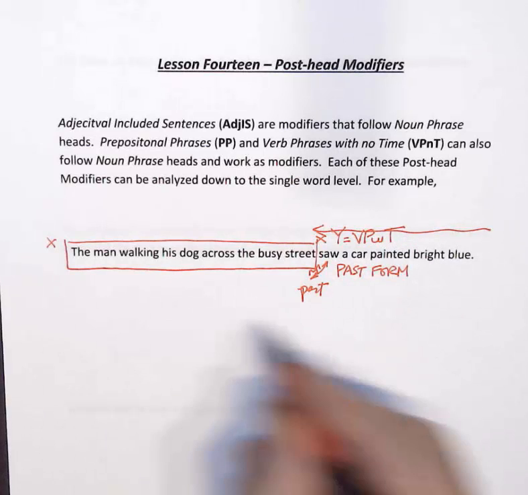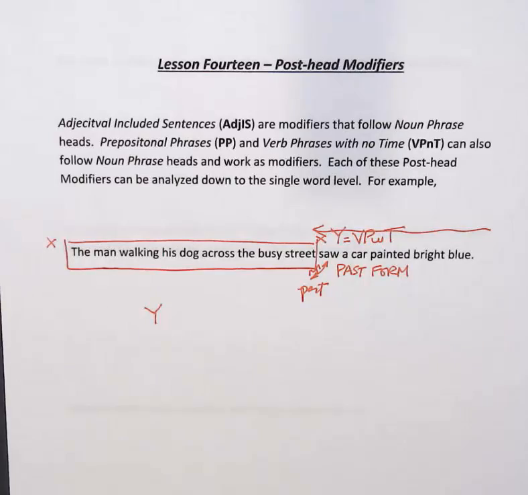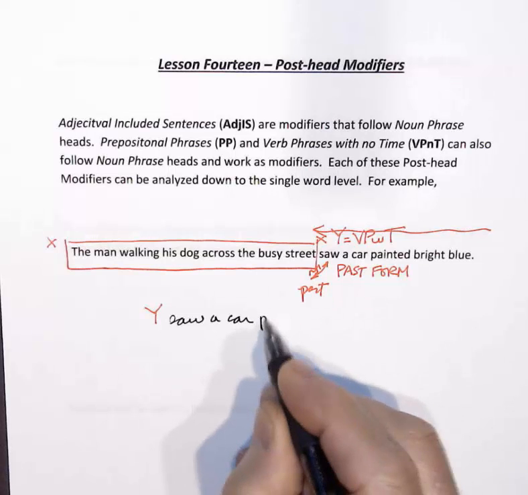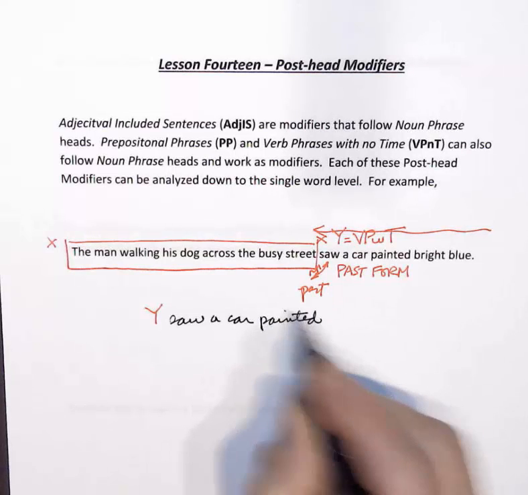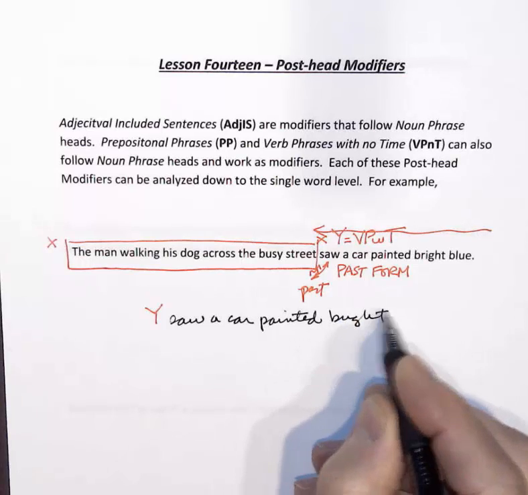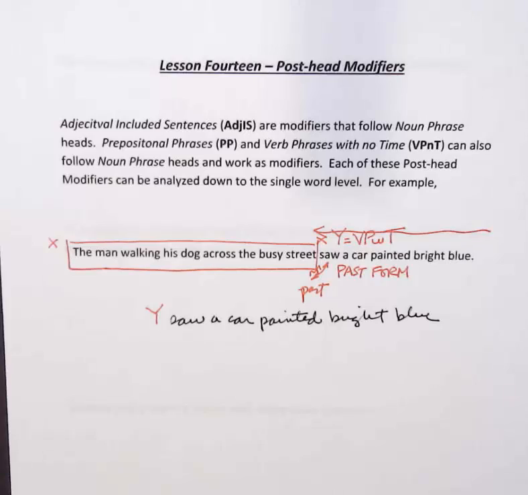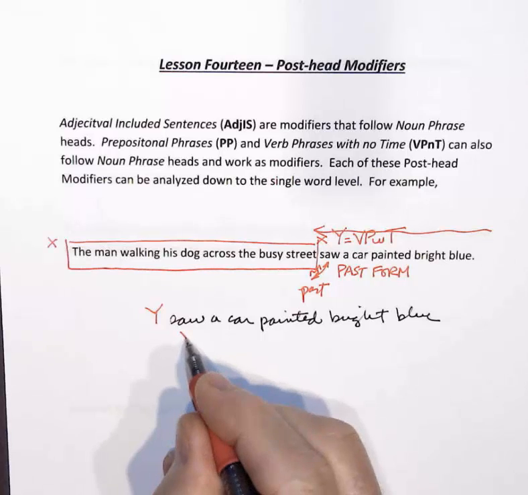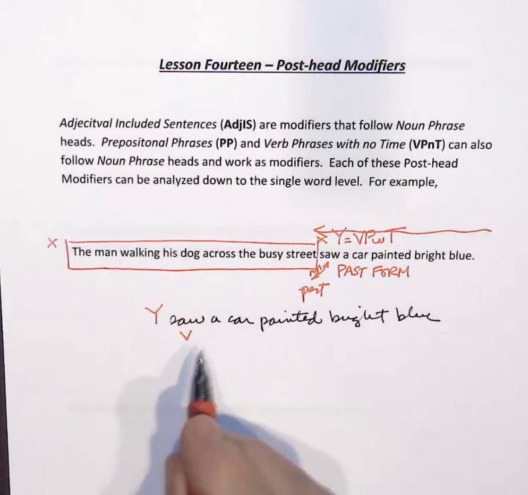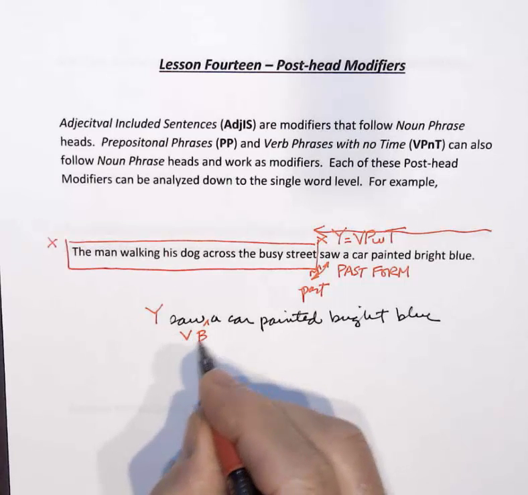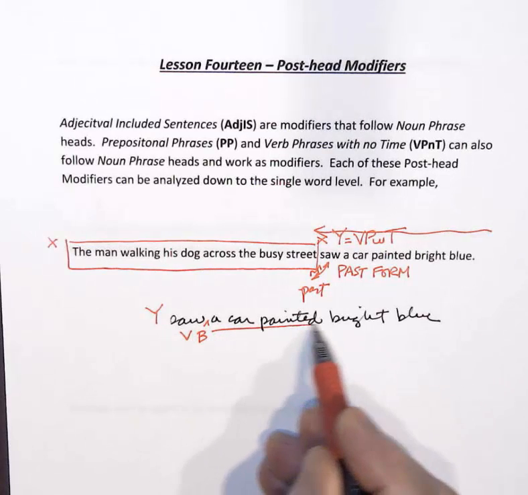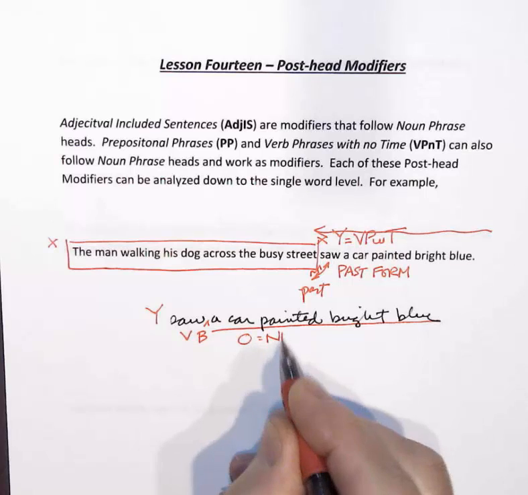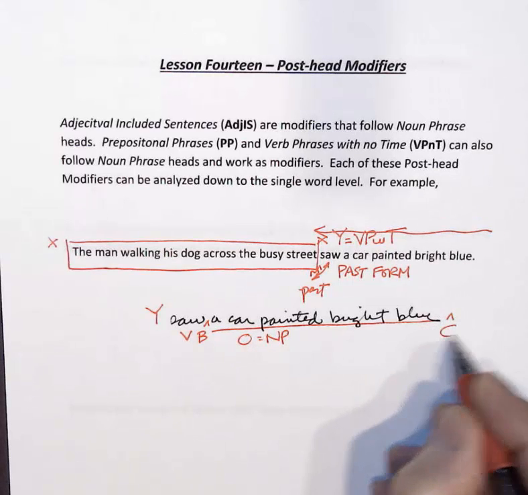Okay, as usual, let's rewrite the Y. Saw a car painted bright blue. And our goal is to get down to the individual word level. So first, let's find the different places in Y. The verb saw. The particle place is empty. A car painted bright blue is the object. It's a noun phrase. And the complement place is empty.